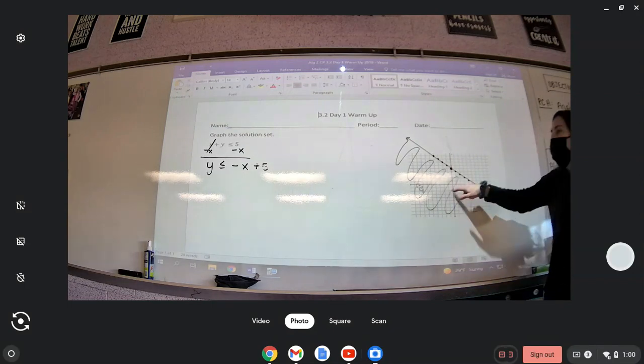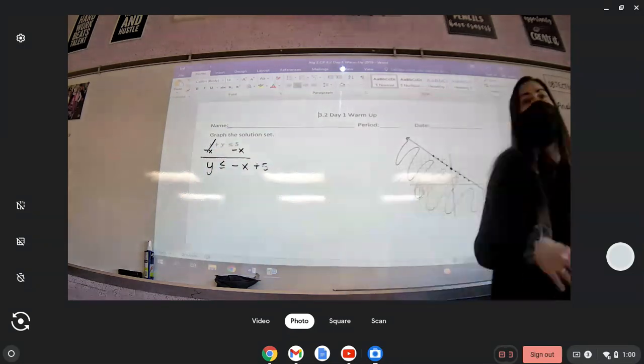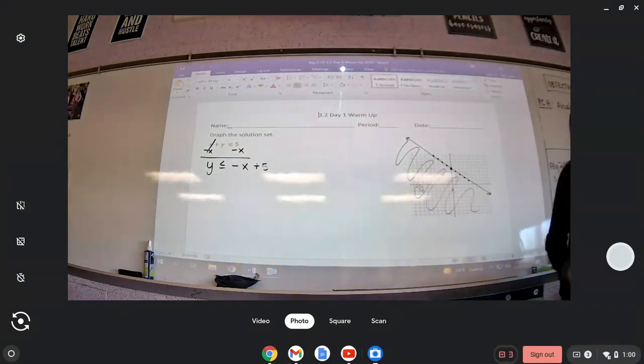So think about it. 0, 0 is where we shaded. Is 0 plus 0 less than or equal to 5? Yeah, because that's where the solutions are. All right, so where does this relate to our systems?